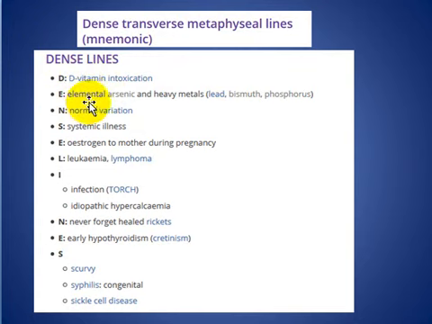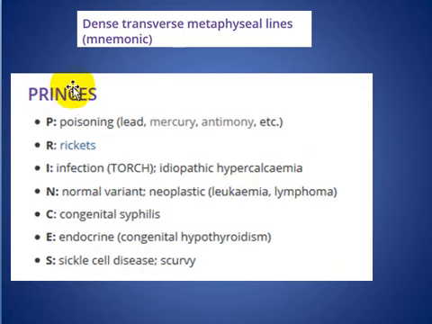Vitamin D, element arsenic and heavy metals, normal variation, systemic illness, estrogen, leukemia, TORCH infection, idiopathic hypercalcemia, and never forget rickets, early hypothyroidism, scurvy, syphilis, sickle cell anemia, poisoning: lead, mercury, antimony, rickets, infection, TORCH, idiopathic hypercalcemia, normal variant, neoplastic leukemia, lymphoma, congenital syphilis, endocrine, and sickle cell anemia.